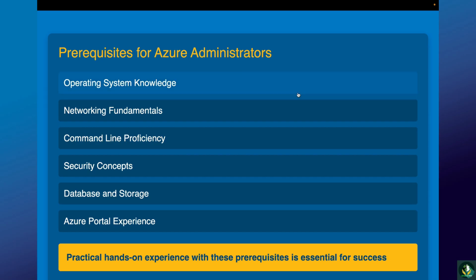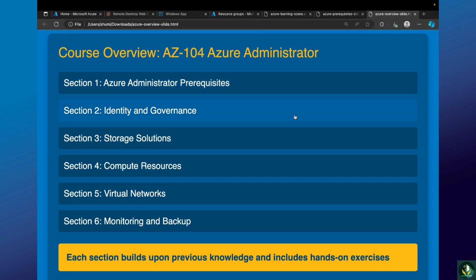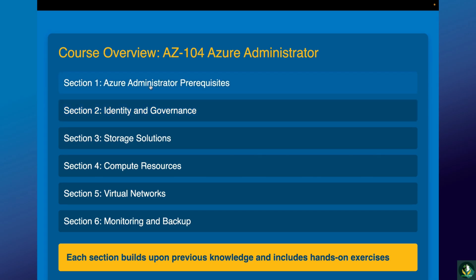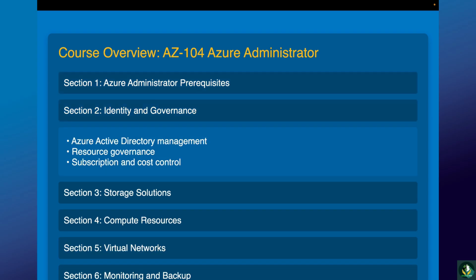So if I switch from prerequisites, we'll be talking about prerequisites later on, to the whole course structure here. You'll find section 2 after Azure Administrator Prerequisites, which we've just seen, the Identity and Governance section. The content covers Azure Active Directory implementation and resource governance. Additionally, this section addresses subscription management and cost control methods.